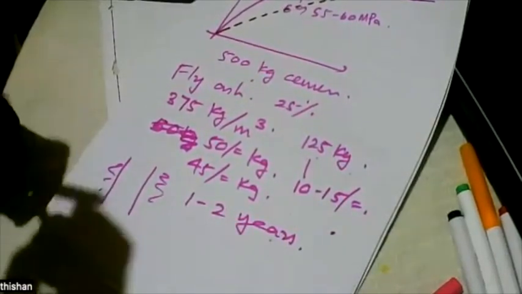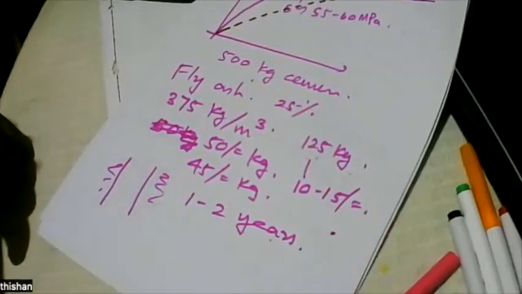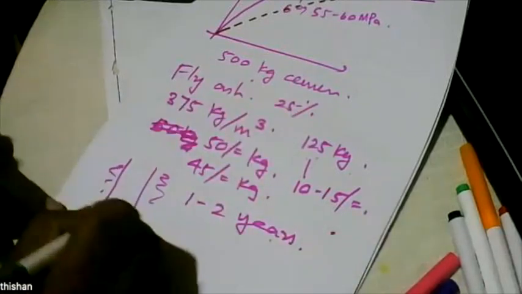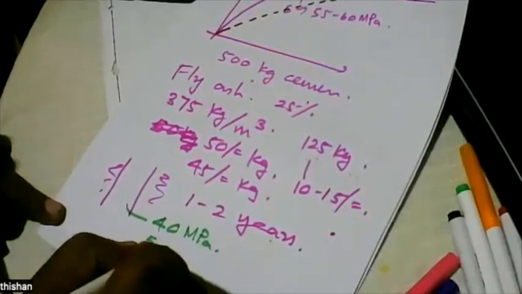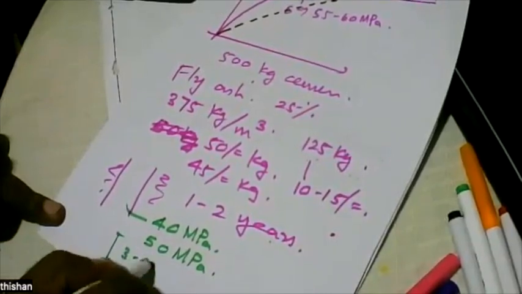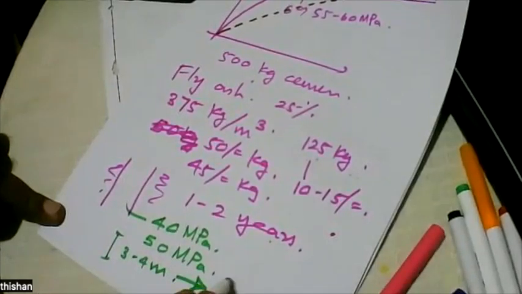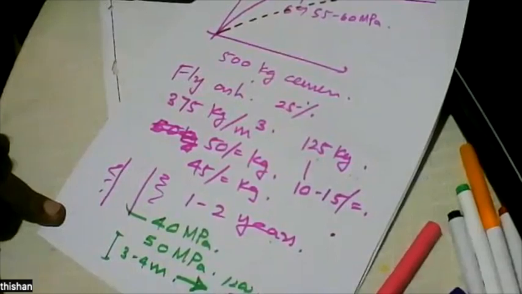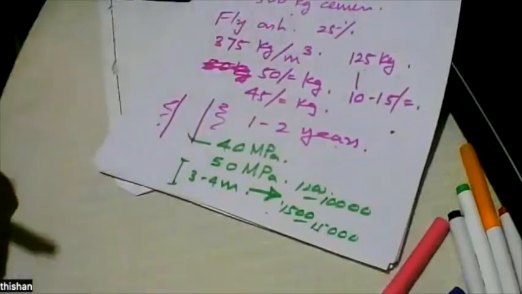So with all that, you can assure that the capacity of the pile will be very good, and the pile shaft can easily reach 40 megapascal or 50 megapascal. In doing so, you are going to have 3 to 4 meters of socketing. And with that, the pile capacity is like 1,200 piles carrying about 10,000 kilonewtons, or 1,500 piles carrying about 15,000 kilonewtons. So those are the values you can think about.